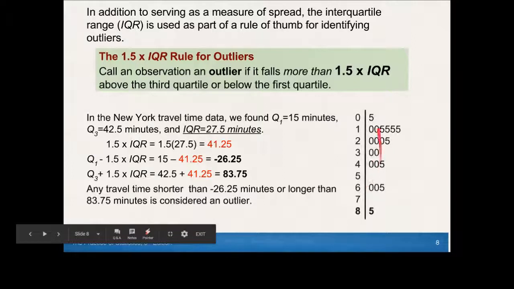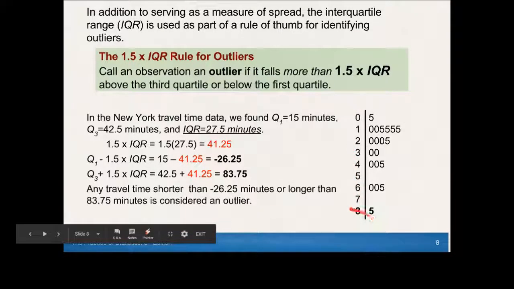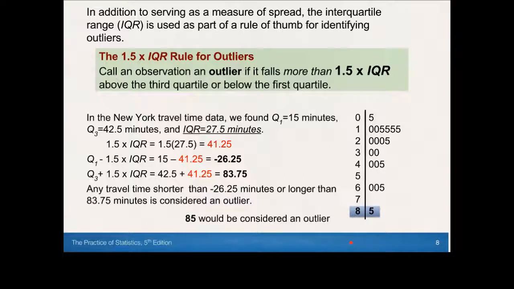Let's take a look at our data. So here is our stem plot of our data. Now we look to see, well, there aren't any negatives, so there aren't any outliers to the left. But we do have this 85 minute, which is larger than 83.75. So therefore, drum roll, 85 would be considered an outlier.